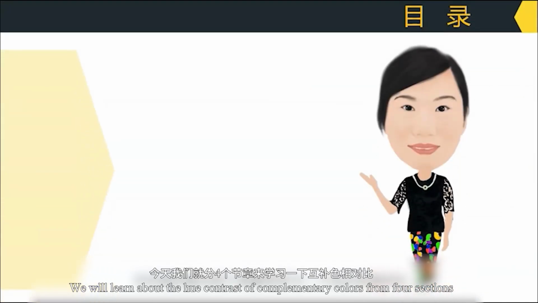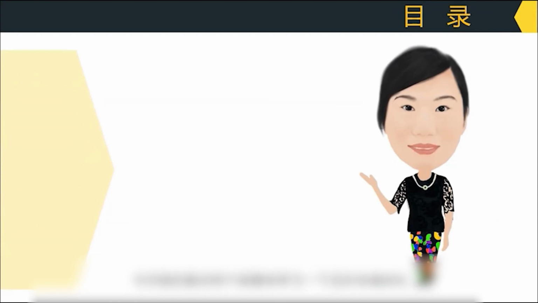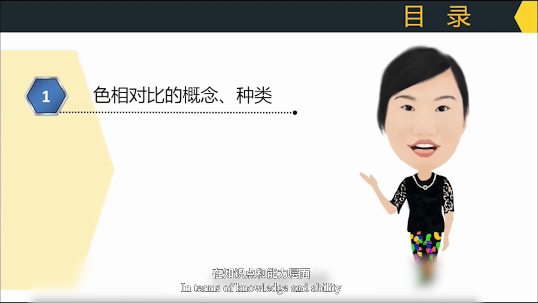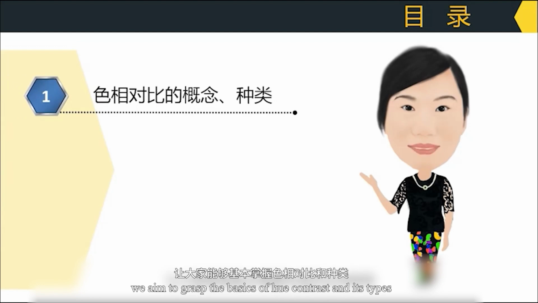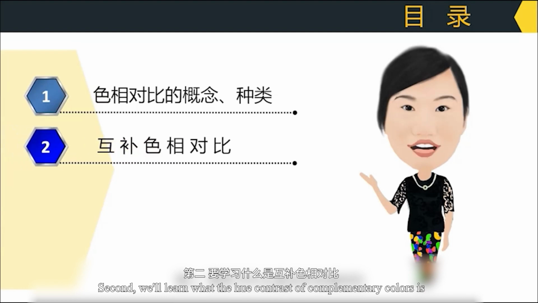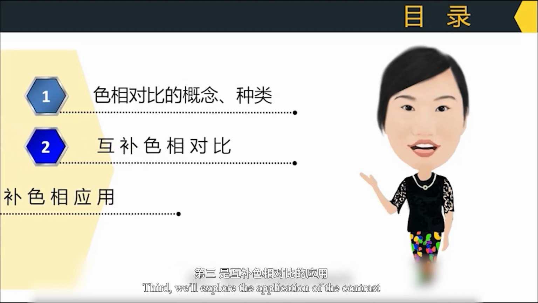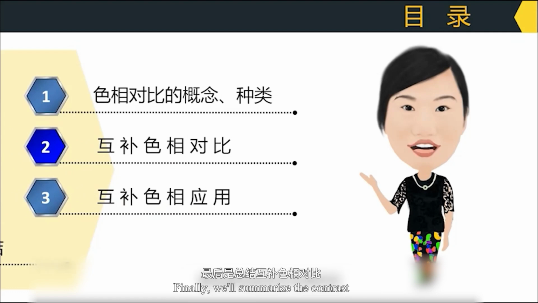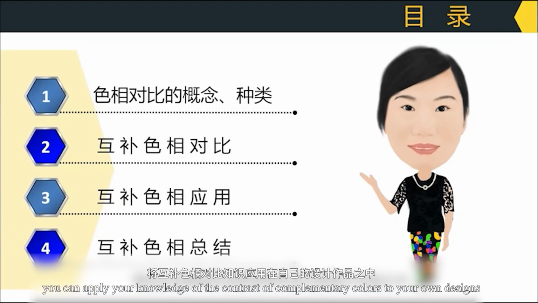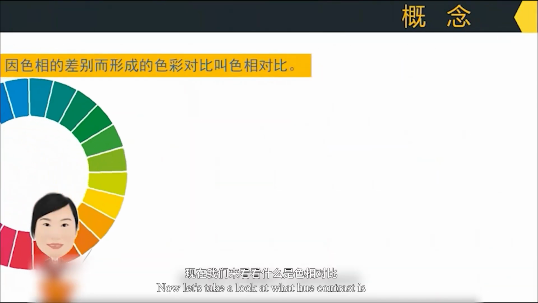We will learn about the hue contrast of complementary colors from 4 sections. First, we will learn the concept and types of hue. In terms of knowledge and ability, through this section of study, we aim to grasp the basics of hue contrast and its types. Second, we will learn what the hue contrast of complementary color is. Third, we will explore the application of the contrast. Finally, we will summarize the contrast. We hope that through the study of this unit, you can apply your knowledge of the contrast of complementary colors to your own designs. Now let's take a look at what hue contrast is.